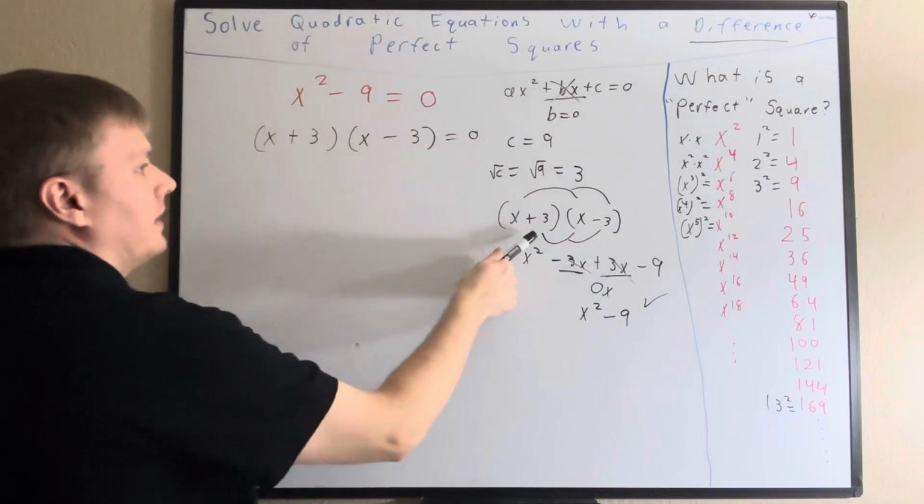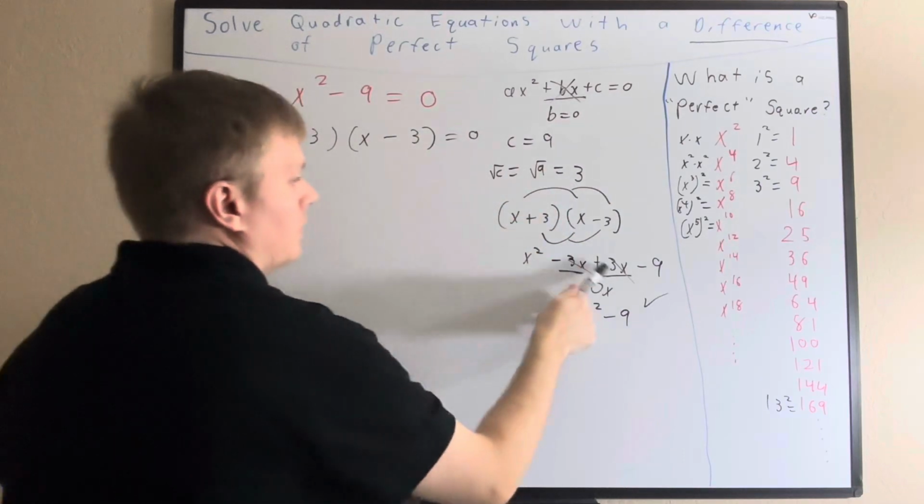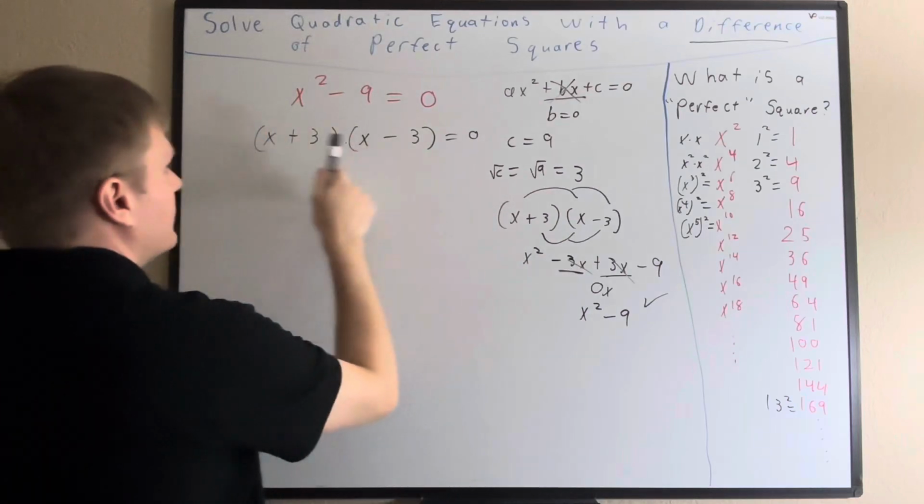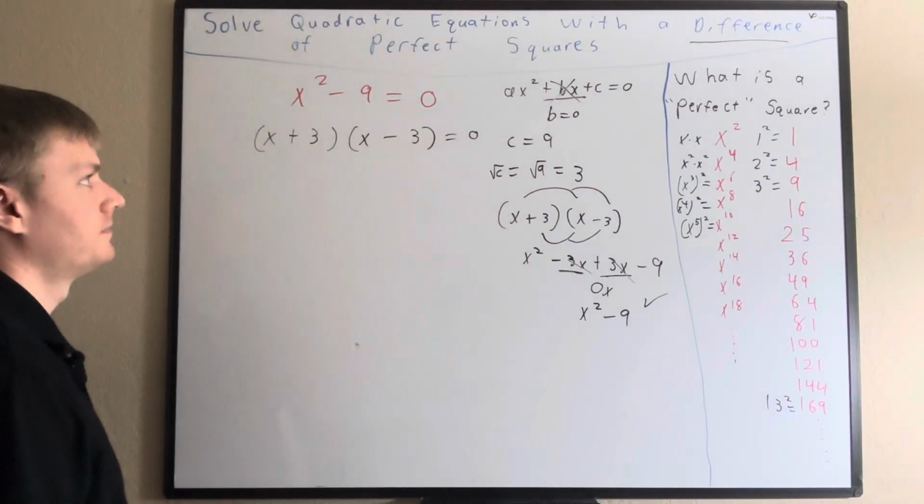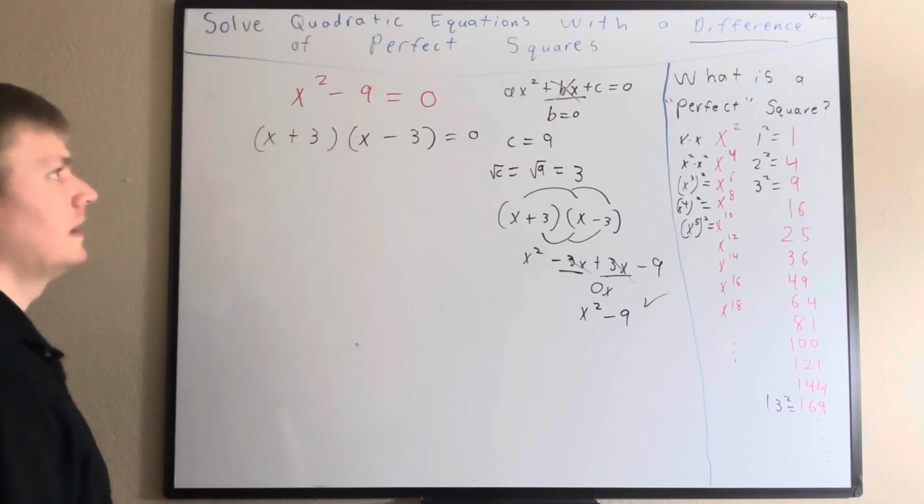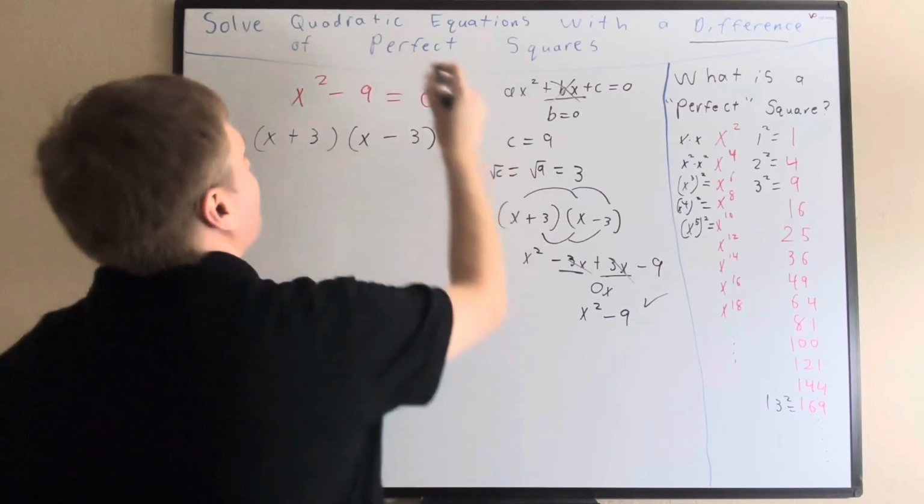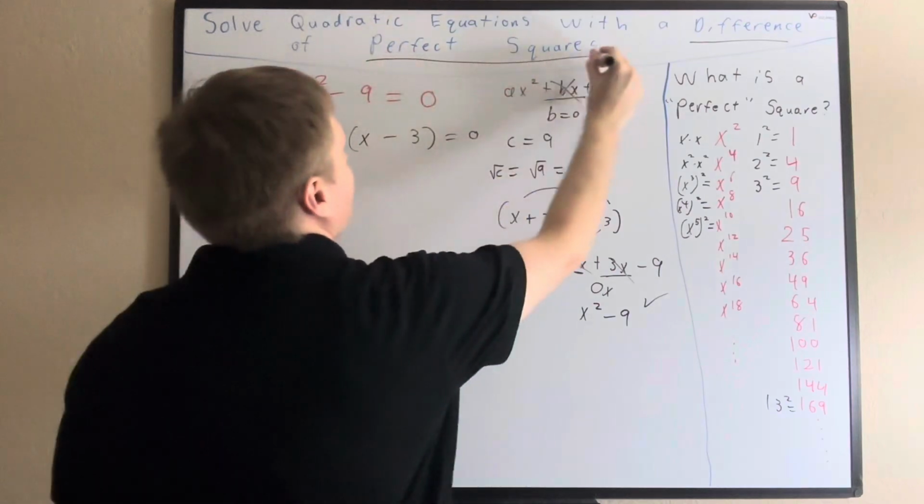But that's the idea behind it. We figure out what the square root of c is, and then we just change the signs. It's probably the easiest factoring you're going to do, but it's under such specific circumstances. You got to watch out.